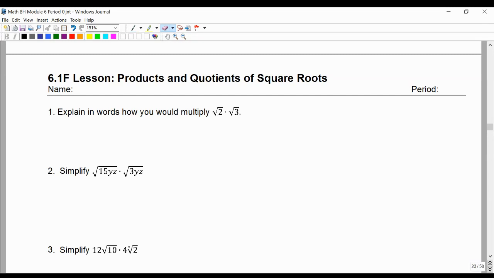This is the 6-1F lesson, which is focused on multiplying and dividing square roots. Before we start some problems, I'm going to give an overview of some things to think about as you go through this lesson. First of all, it is not good practice, and your answer will not be simplified if you leave a decimal in a square root. So if we come across something like this, it is best to write it as a fraction and then use techniques from this lesson to simplify this.